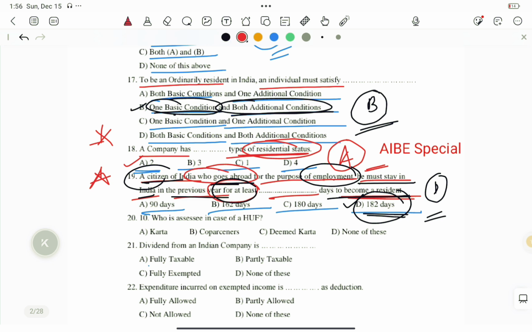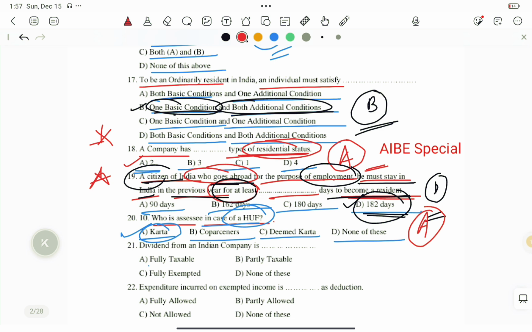So the next question is, who is Assessee in a HUF, that means Hindu undivided family? Let's see the options. Options are option A karta, option B co-parceners, option C deemed karta and option D none of the above. So in this case, the correct option will be option A, that means karta. That means karta is the Assessee in case of Hindu undivided family. Okay, so now moving to next question.